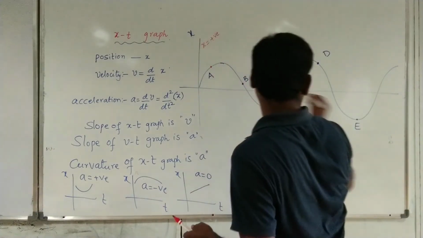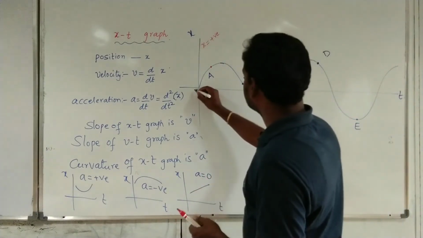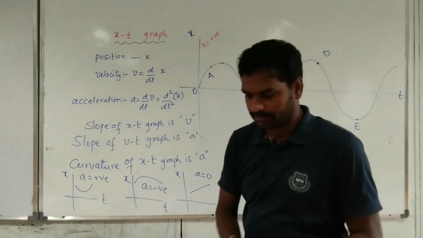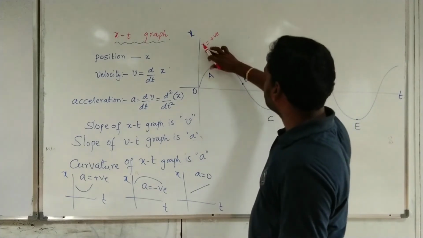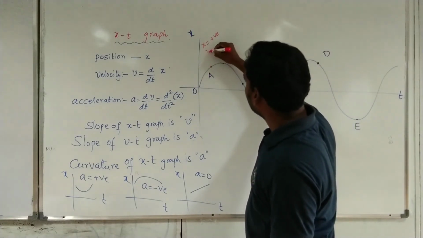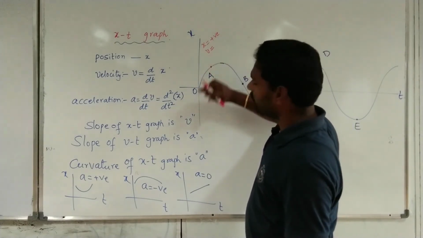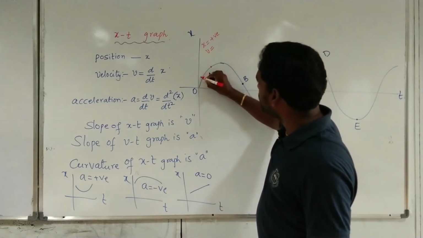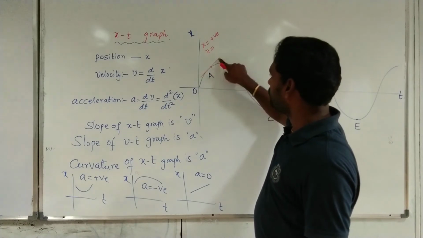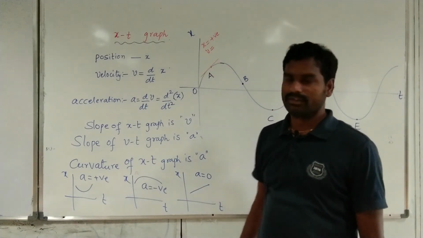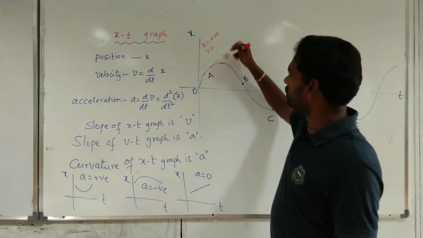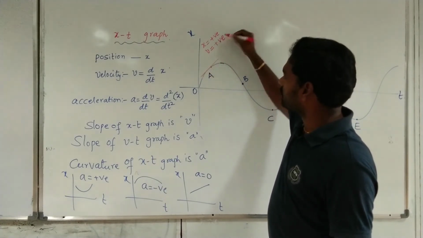See the x-t graph. This is the origin; above the origin is positive, below the origin is negative. At this point, position is positive. To find the velocity, we need to draw a tangent on the x-t graph. The slope of the tangent gives us velocity. For this tangent the slope is positive, so velocity is positive at this point.